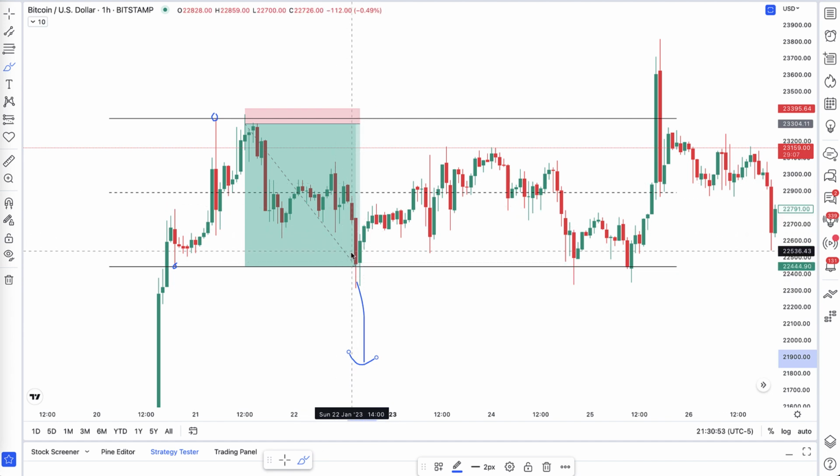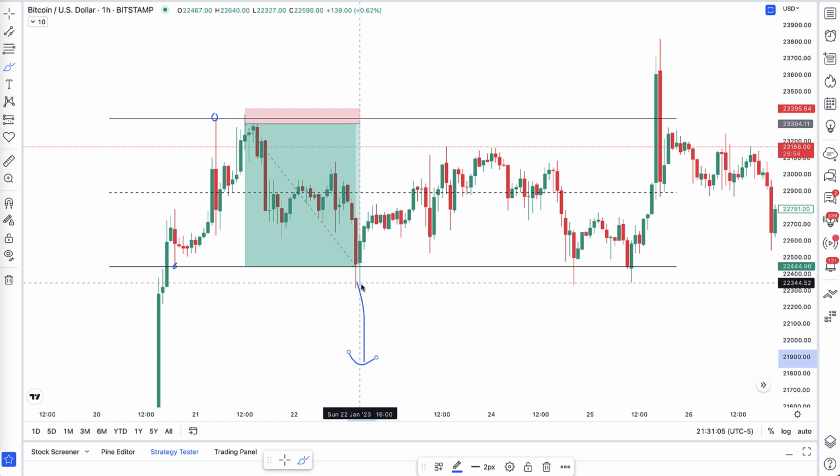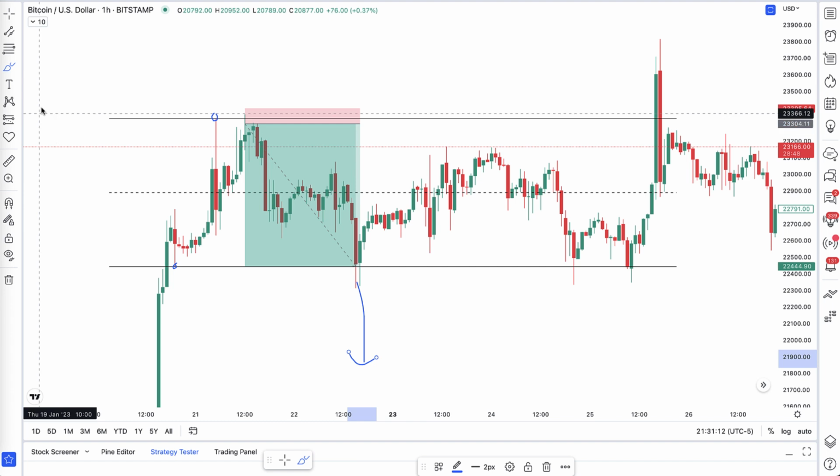So what you're looking for is a sweep of the range low. And before you take a position, you want that to pull back into the range. So even on the hourly, you can see it's just a wick and the body closed within the range. We got another wick over here. And if you were to zoom in on the 15-minute chart, you could probably take an entry somewhere around there.